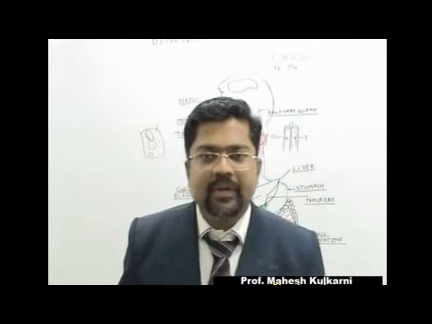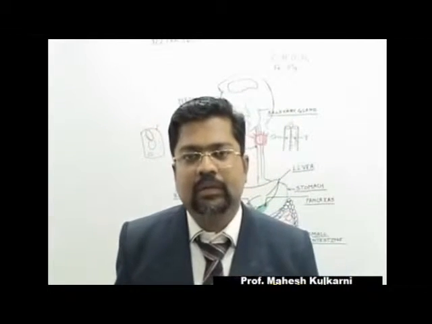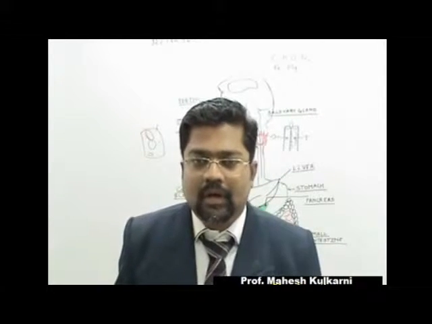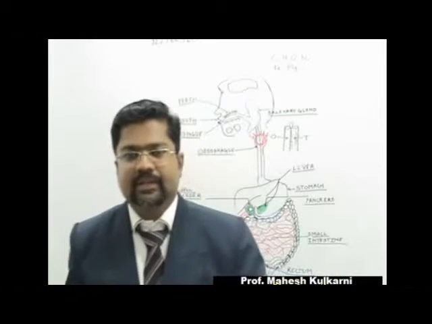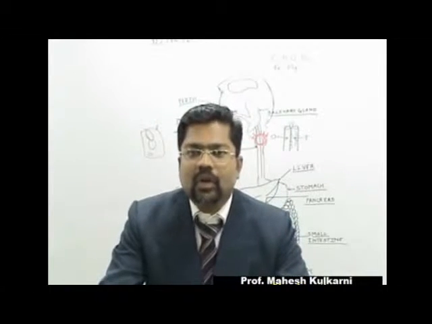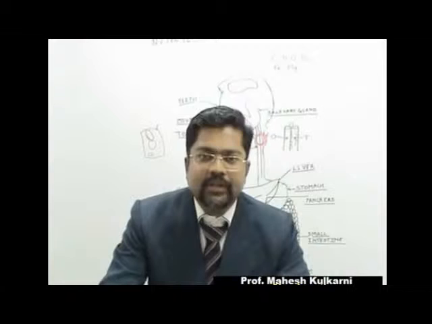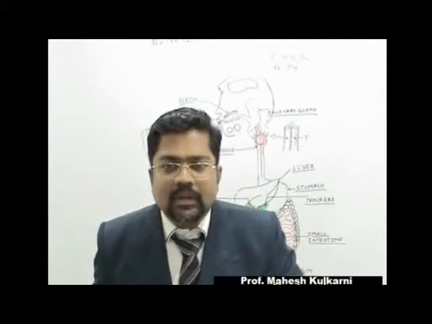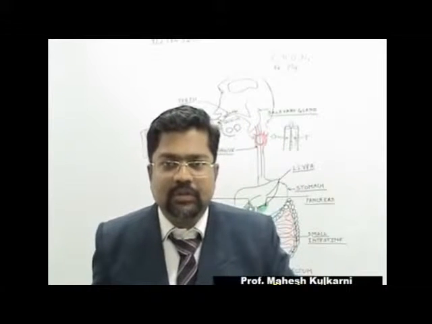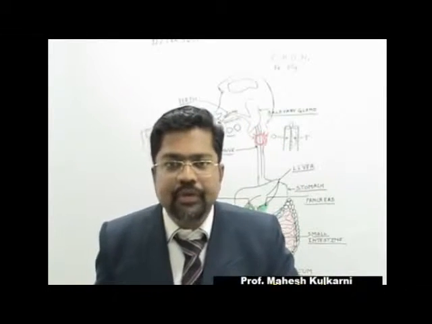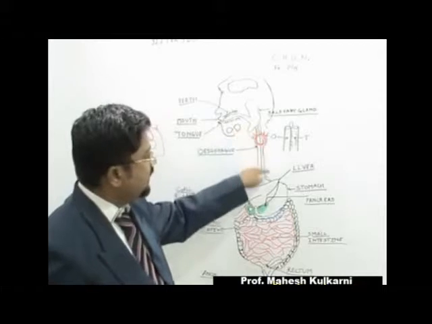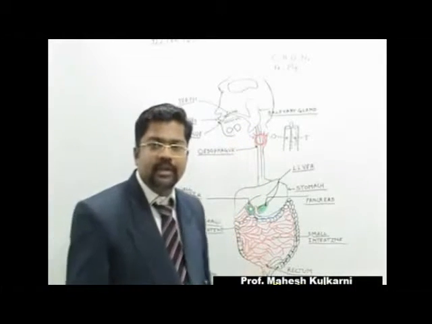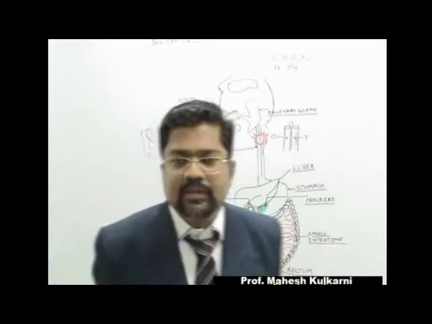Esophagus has an average length of 25 centimeters. And in case of peristalsis, we have longitudinal and circular motion of the muscles. This rhythmic motion, the longitudinal is this way, whereas the circular is this way. So this motion we call peristalsis.